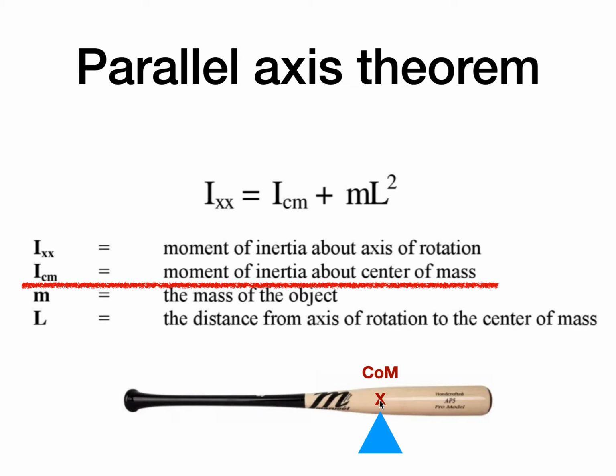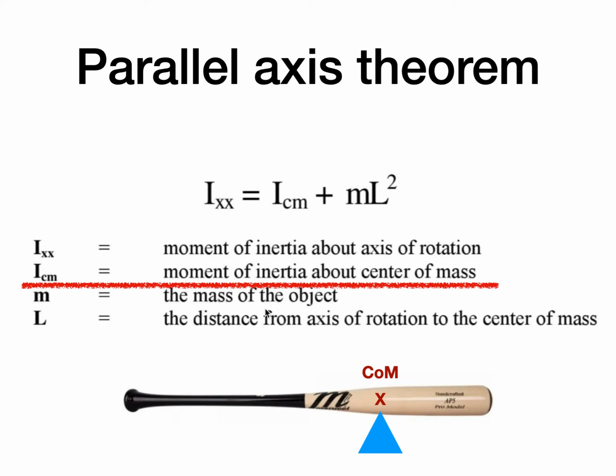The center of mass of the baseball bat is here. We're going to put the axis of rotation right at the center of mass, and we're going to get the moment of inertia in this situation. That moment of inertia is ICM, and that should be a constant value because the center of mass is not changing, right? So the axis of rotation will be put here, and each object would have only one ICM. So that's about the object.